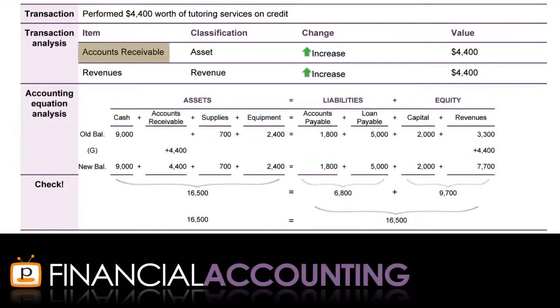In this case, accounts receivable will be affected because the client is expected to pay the business some money in the future. And revenues are affected because we have earned revenues by providing the service. Accounts receivable is classified as an asset and increases in this transaction by the $4,400 to be received in the future. Revenues are classified as, you guessed it, revenues, and also increase in this transaction by the same amount because that is the amount earned by providing the service.